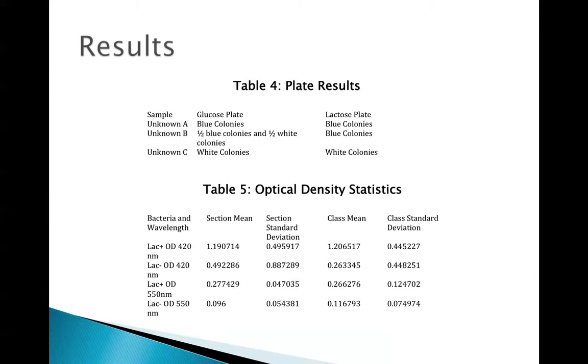In the final part of the lab, data was collected from the class and lab section, and it was statistically analyzed. The mean and standard deviation for both lac positive and lac minus readings at 60 minutes for both 420 and 550 nanometers were determined for both class and section. This can be seen in table 5.